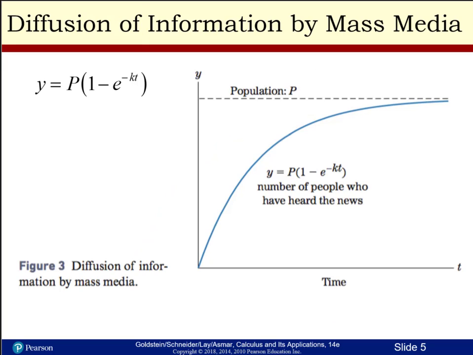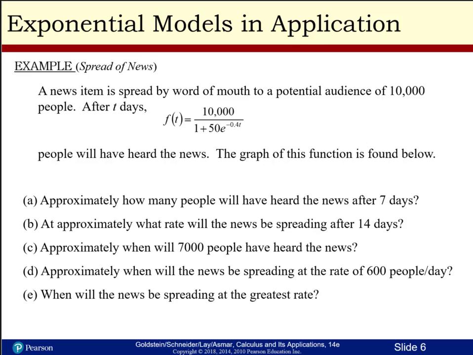Another example that utilizes this particular function is y equals capital P times 1 minus e to the negative kt. This is population growth, the population of people who have heard news by mass media. So looking at the spread of news, let's do an example of this.